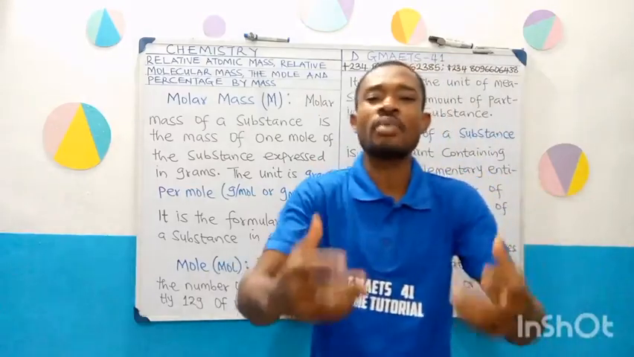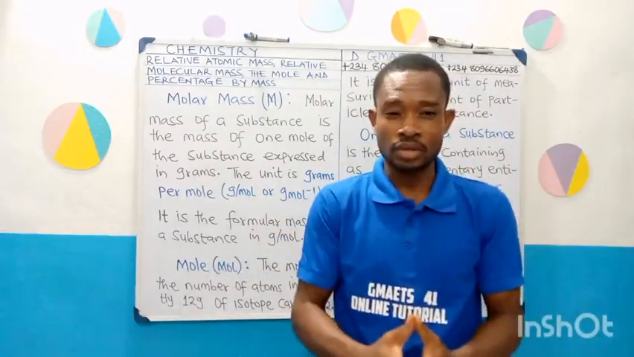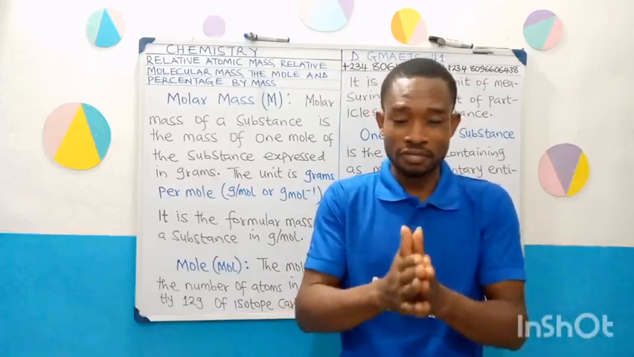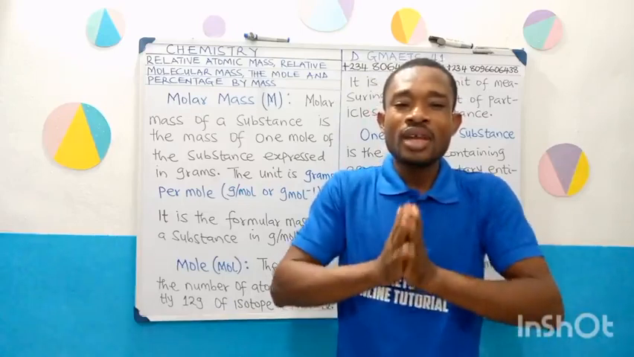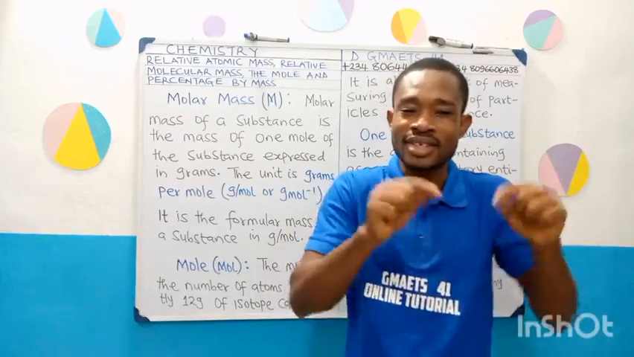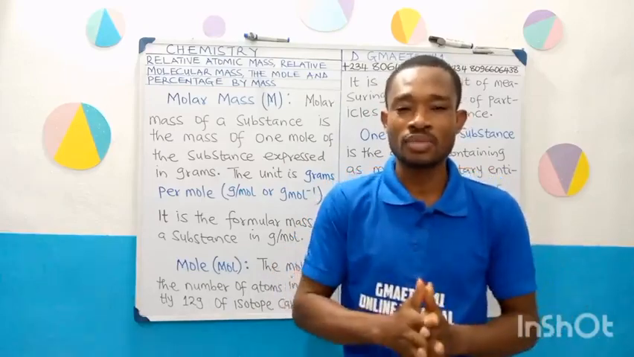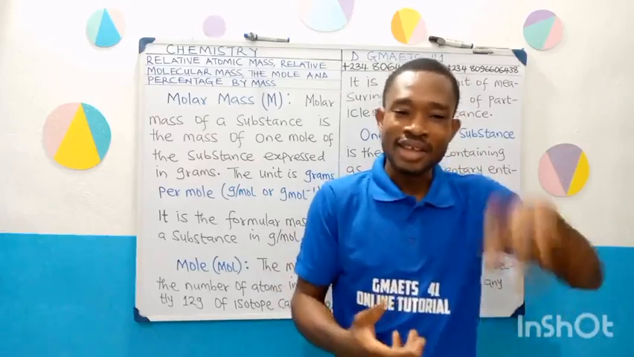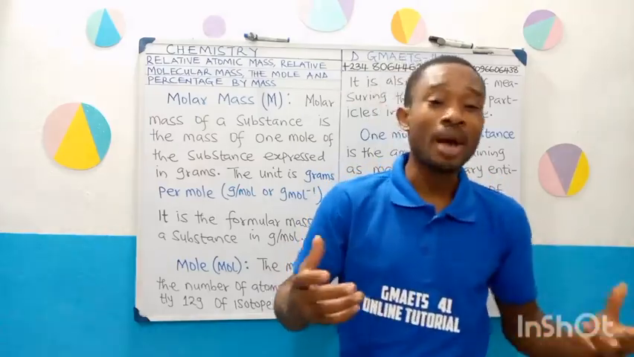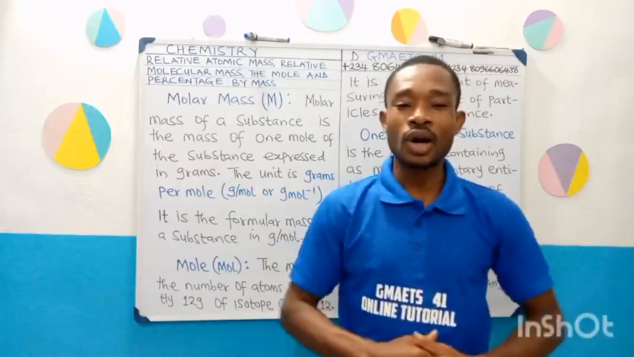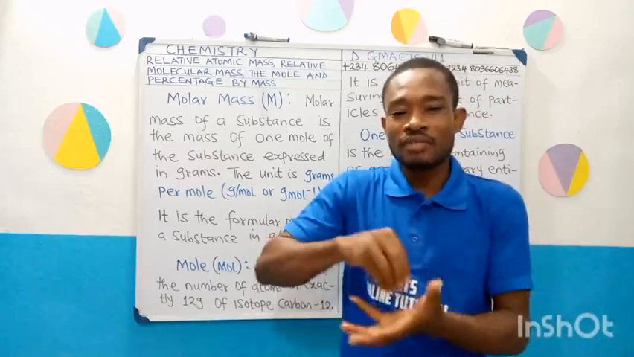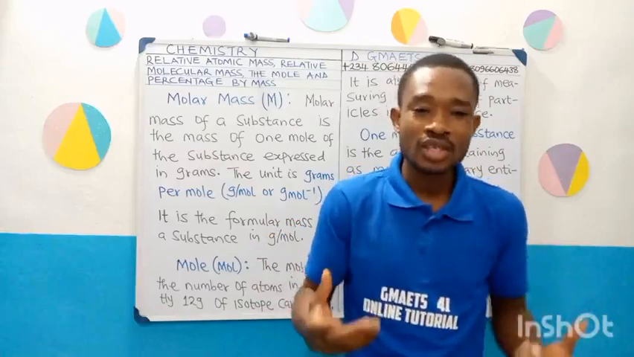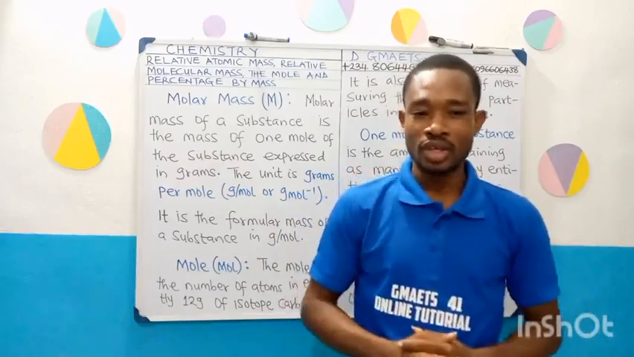Now, if I give you carbon, the mass of carbon is 12. So how many atoms are contained inside that 12 grams? Exactly how many of the atoms are inside 12 grams of carbon? That is what we call the mole. The number of atoms in 12 grams of carbon is what is called the mole.